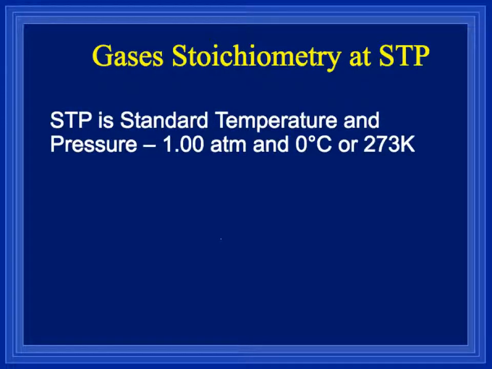Today we're going to look at gas stoichiometry at STP. Previous to this, we've been working with the combined gas law and the ideal gas law. Today we're going to be working with STP, which stands for standard temperature and pressure. The standard pressure is 1 atm, and the standard temperature is 0 degrees Celsius, or 273 K, which is equivalent to 0 degrees Celsius.